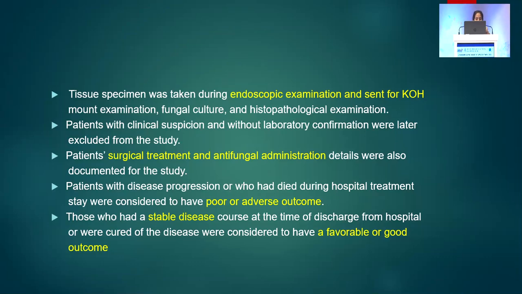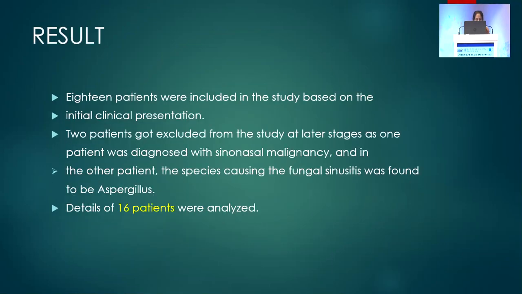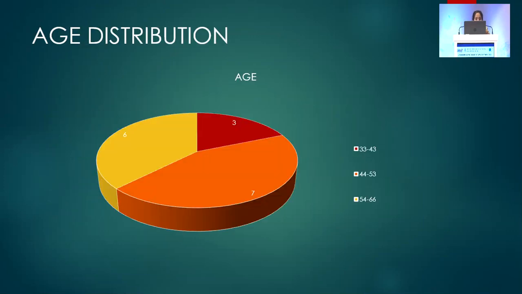Patients also underwent surgical treatment and antifungal administration after admission. Patients with disease progression who died during hospital treatment were considered as poor outcome, and patients who were stable throughout the treatment were labeled as favorable or good outcome. Firstly we took 18 patients, but 2 patients were excluded because one came as a sinonasal malignancy and the other was diagnosed with aspergillus. So a total of 16 patients were analyzed.